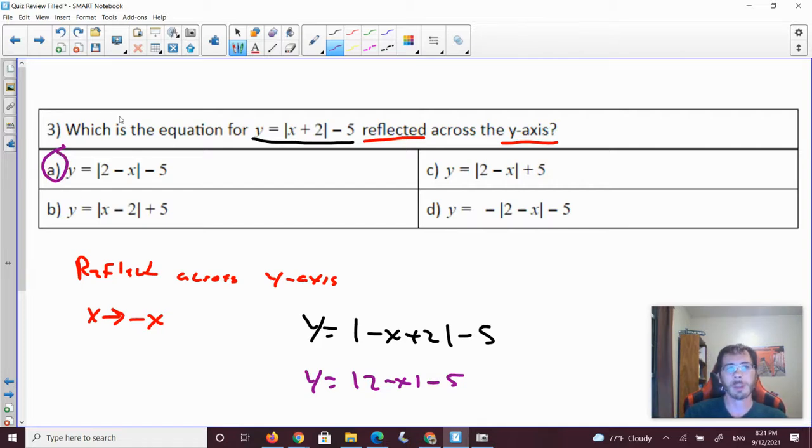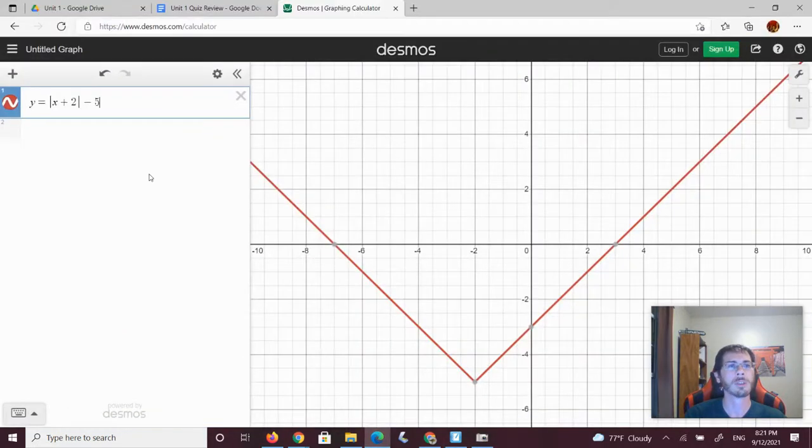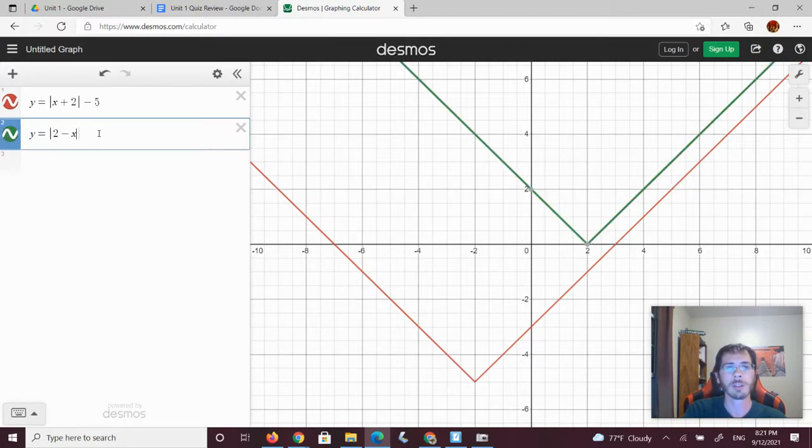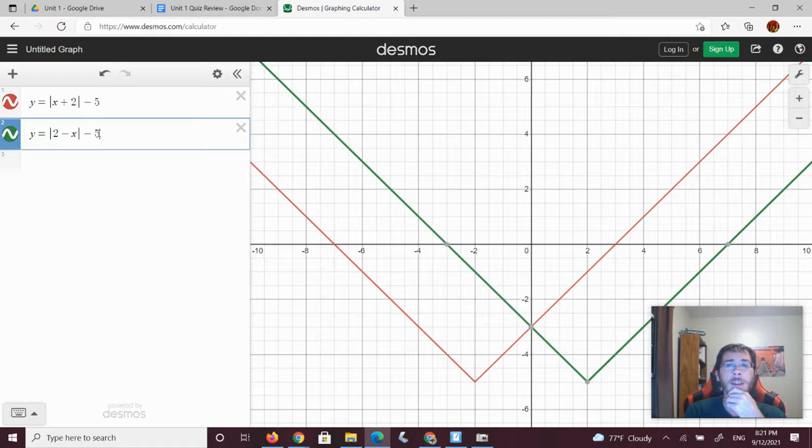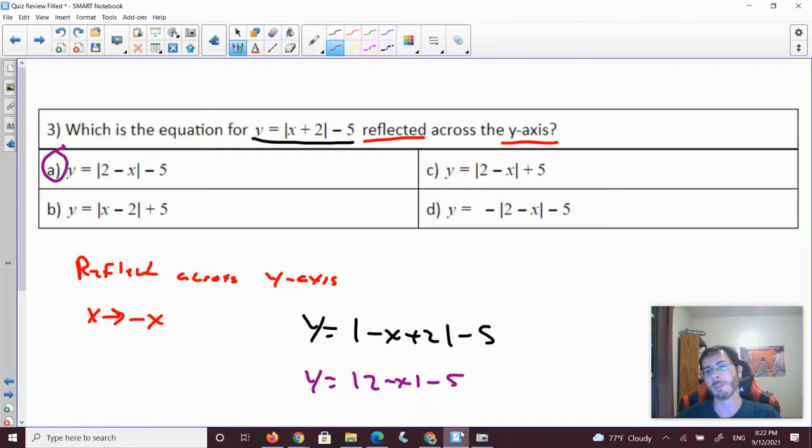But let's just double check. We may as well graph it because we have the option to. Right here, I've already graphed the original, absolute value of x plus 2 minus 5. Now let's visually check the other one. Y equals absolute value of 2 minus x. Okay, that's looking good because it's on the other side of the y-axis. Minus 5. Yeah, that looks pretty good. That looks like we flipped it across the y-axis. I'm happy with my answer choice. I've checked my answer. I'm moving on. Already done with that one.